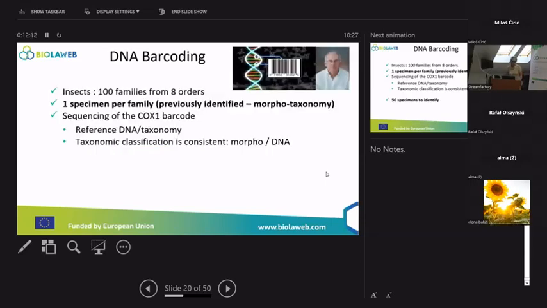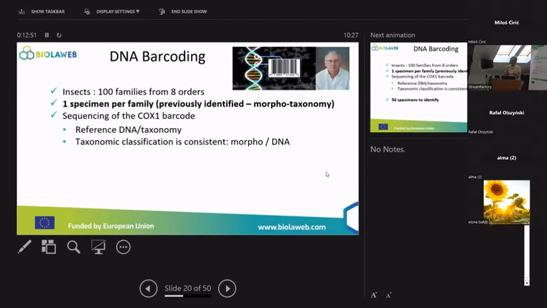So he proposed the proof of concept on insects. He is a guy working on butterflies. And he made a reference database with 100 families from 8 orders and with 1 specimen per family. Each specimen was identified taxonomically with morphotaxonomy, and he sequenced the COX-1 barcode. And so he could make this reference between DNA and taxonomy.